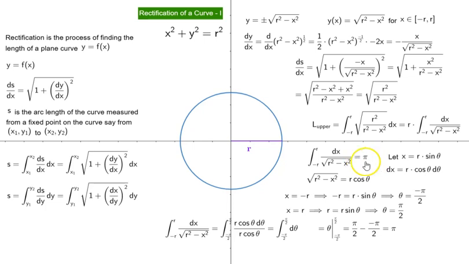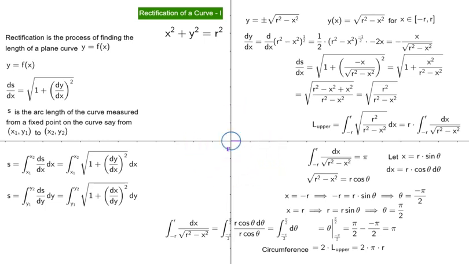And since it is equal to pi, the circumference is equal to 2 times the length of the upper semicircle. That means for the full circle, it is equal to 2 times L upper, which is equal to 2 times pi r, because here we have r times this integral. This integral is pi. So 2 pi r is the circumference of the circle. Again, here it depends on the radius. So if we change the radius, accordingly the circumference would also change.